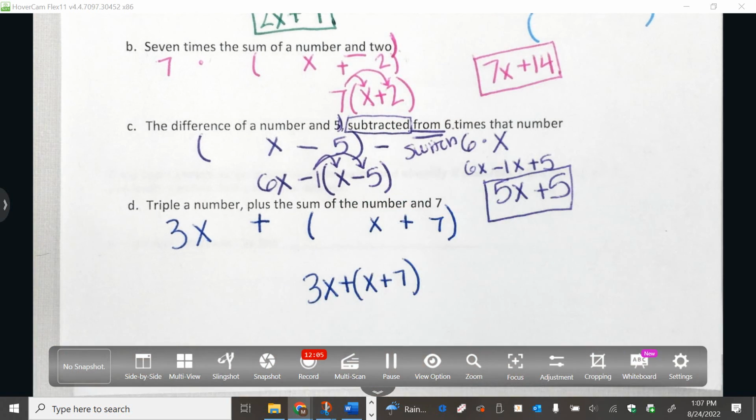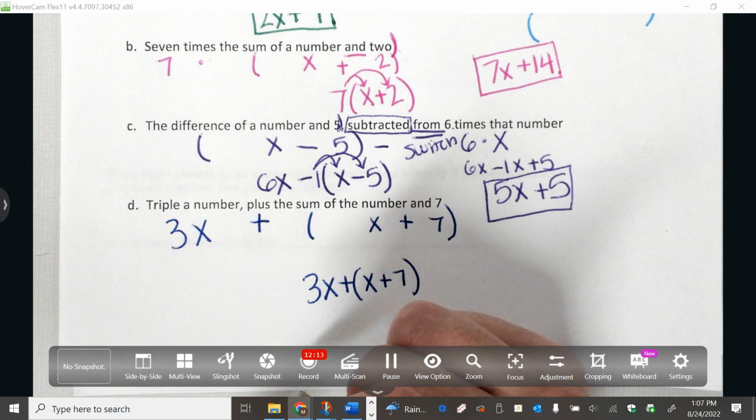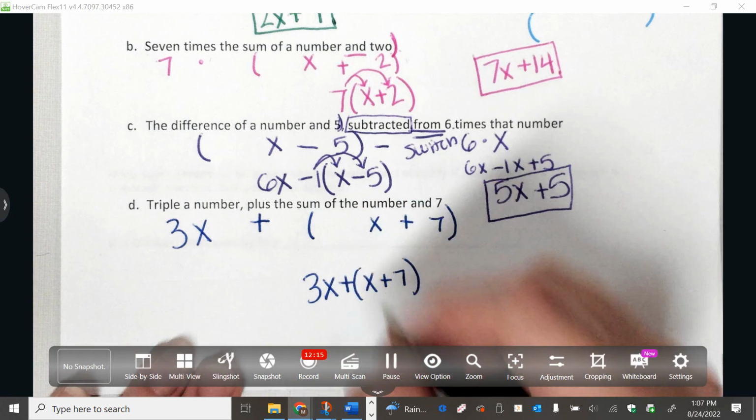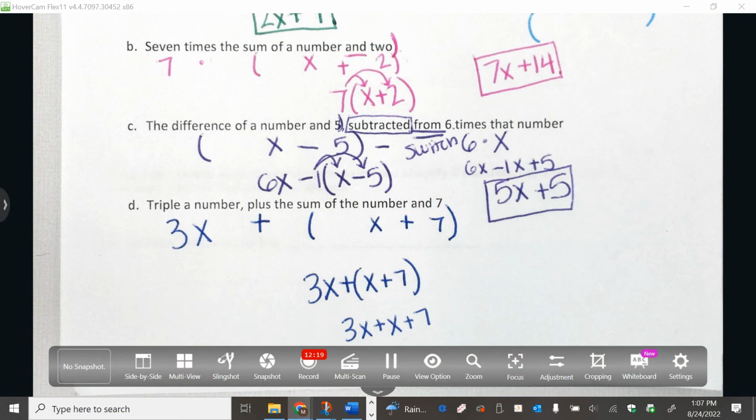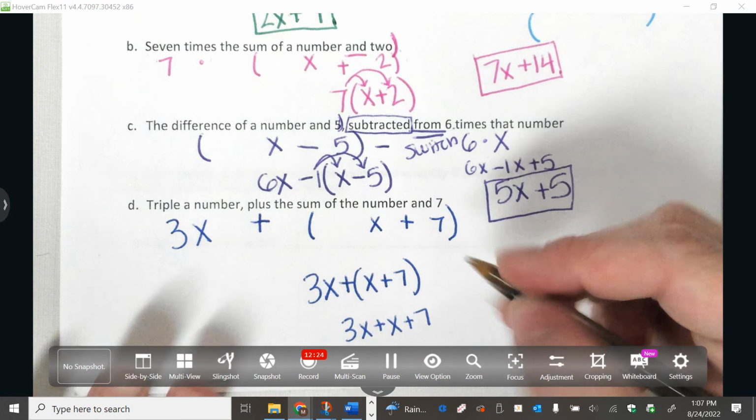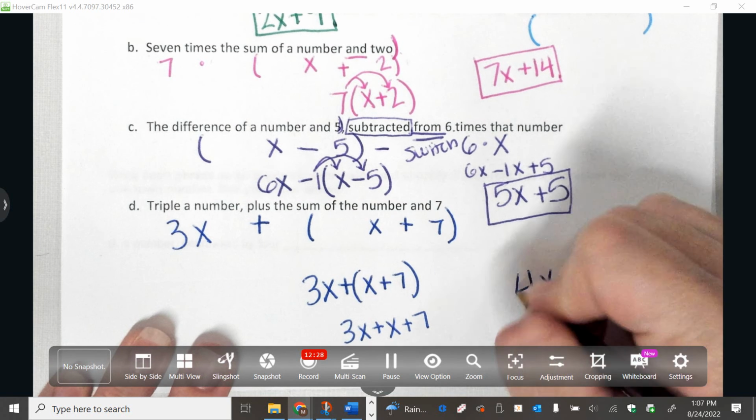Now how would I simplify this? Distribute the 1. I could, but it's a positive 1. Does positive 1 change anything? No, so can we just cancel the parentheses? Yeah, so this is the same thing as 3x plus x plus 7. So what are my like terms? X and 3x. And what does that give me? 4x. And then does the 7 have a like term? No. There's my answer.